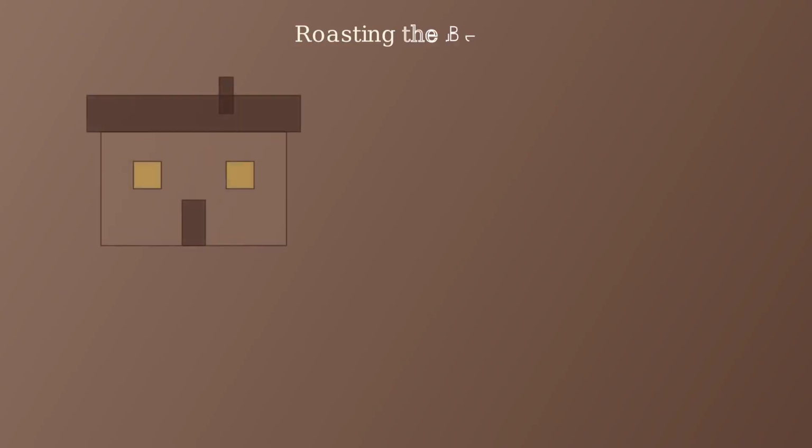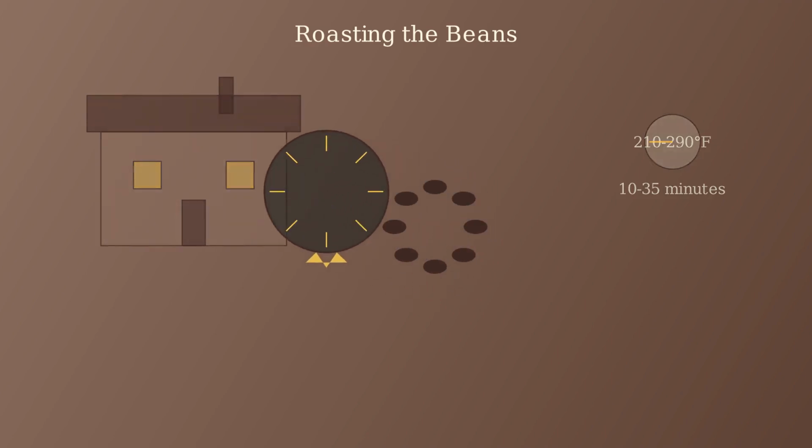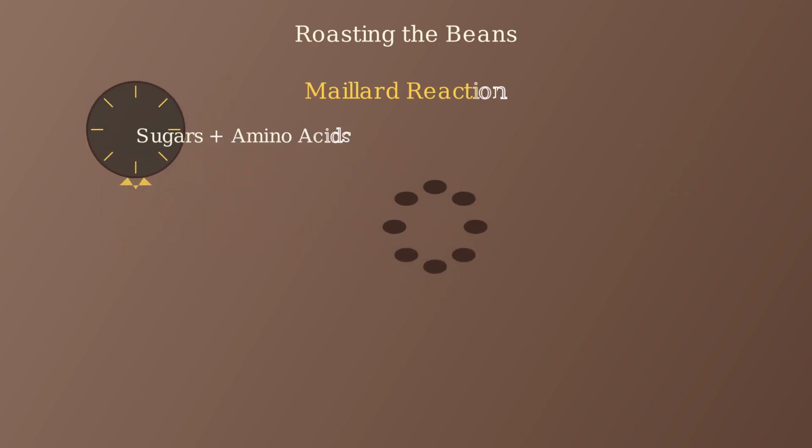At the chocolate factory, beans undergo a crucial transformation through the roasting process. The beans are roasted at temperatures between 210 and 290 degrees Fahrenheit for 10 to 35 minutes. During roasting, Maillard reactions occur, similar to what happens when baking bread. These Maillard reactions involve sugars and amino acids combining to create hundreds of different flavor compounds.